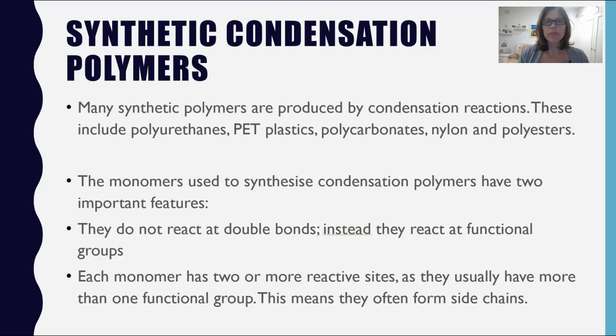The difference between the monomers in our addition reactions and these condensation reactions is that they don't react at the double bond, where the double bond was split and allowed the reaction to continue. Here they react where two functional groups come together. Two groups come together, they react, give off a product, and that is repeated several times. Each of those monomers can have a couple of different reactive sites, which will improve the branching, and we can get side chains.